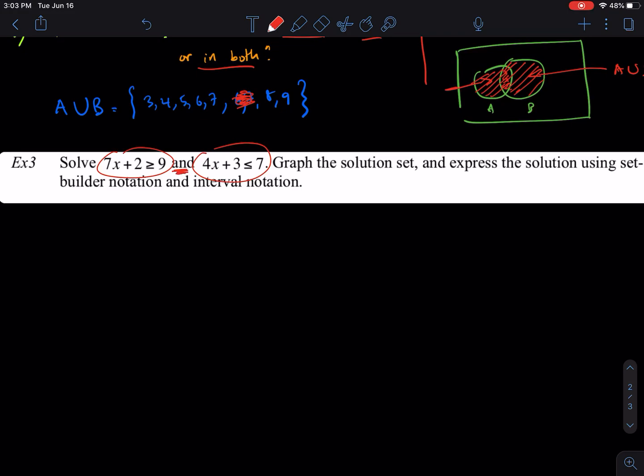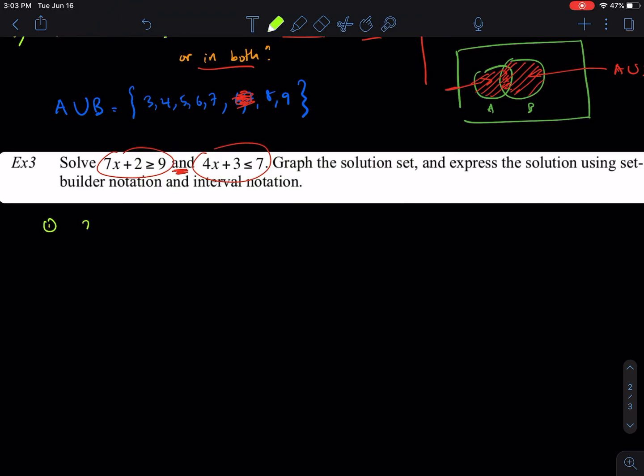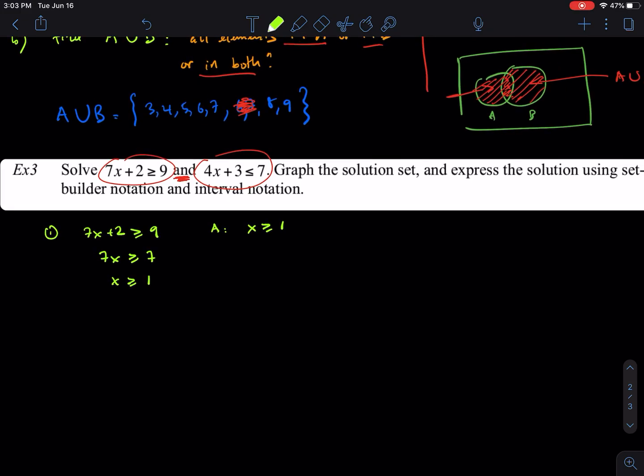Okay, so for the first set, I'm going to go ahead and simplify that. I'm going to take 7x plus 2 greater than or equal to 9, and then that becomes 7x greater than or equal to 1. So this is my set A. My set A is all the numbers greater than or equal to 1. In other words, this set A contains 1 as the lowest number, and then it goes all the way up to positive infinity.